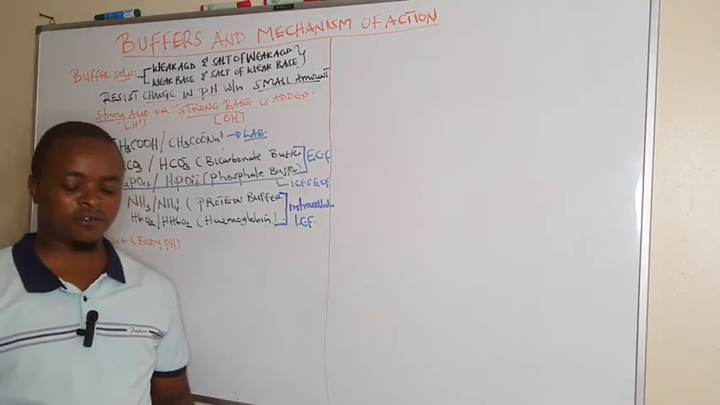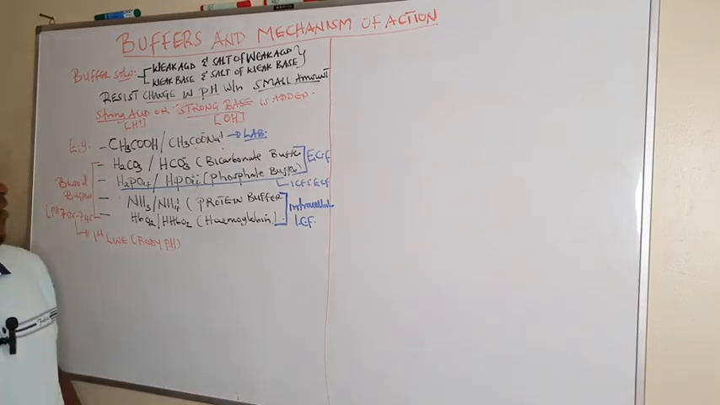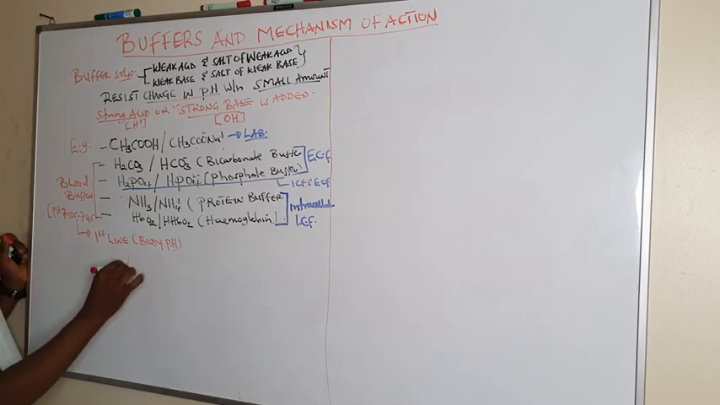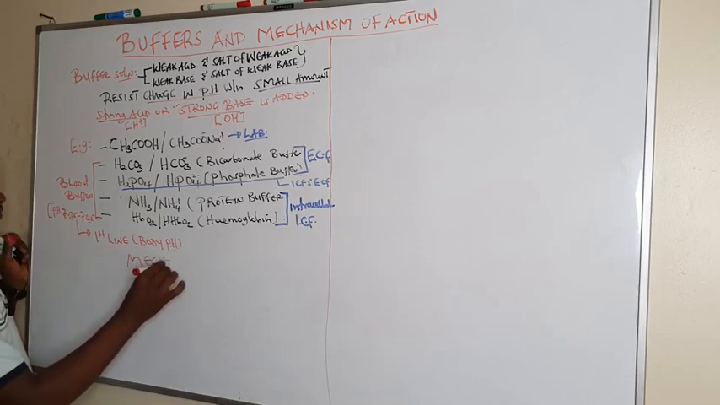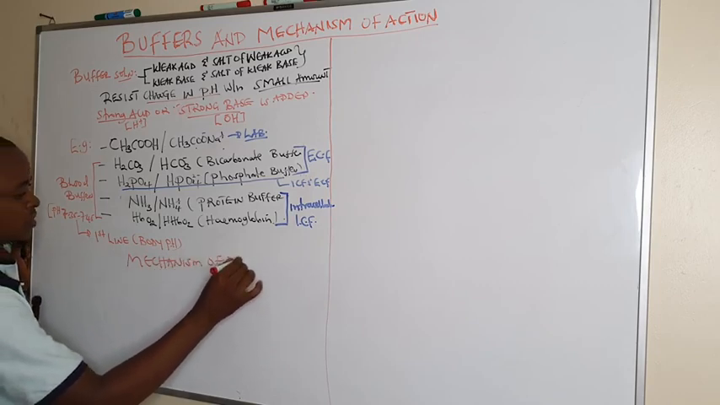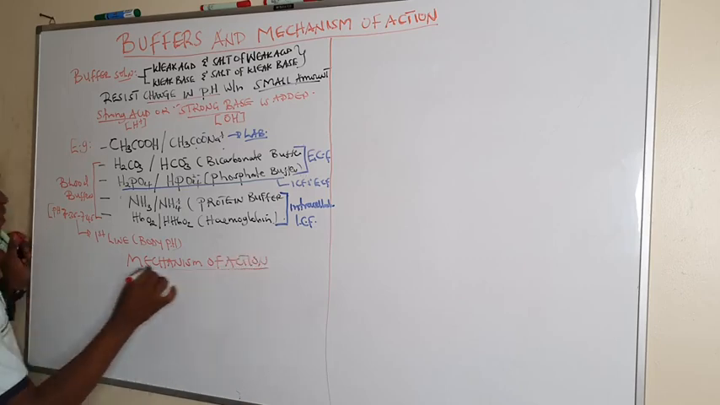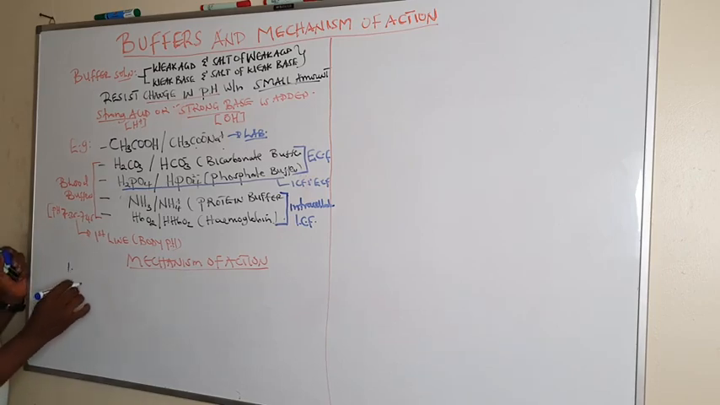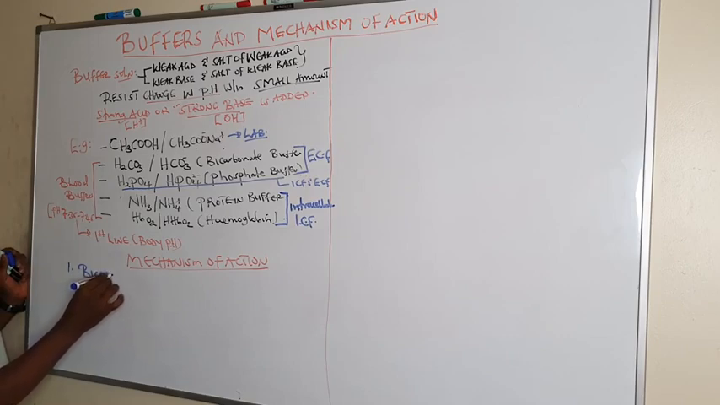So after outlining the different buffers we have, this is going to lead us into what we call mechanisms. So this is leading us into the mechanism of action of buffers. And according to their mechanism of action, to begin with, buffer number one is known as the bicarbonate buffer.